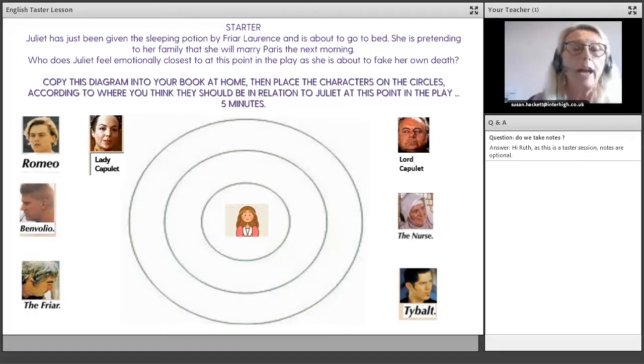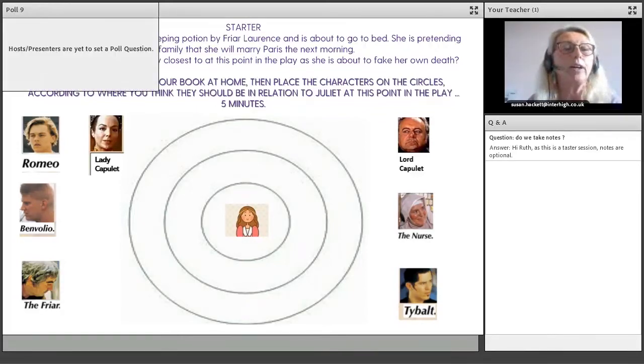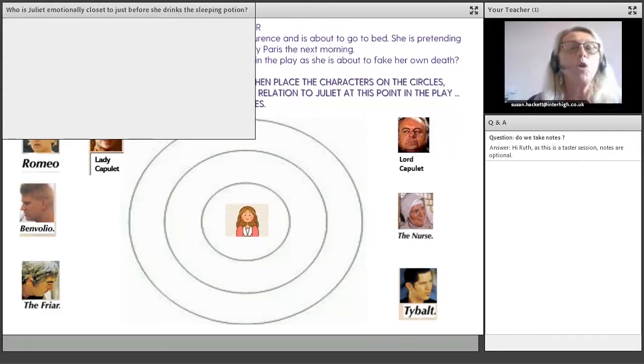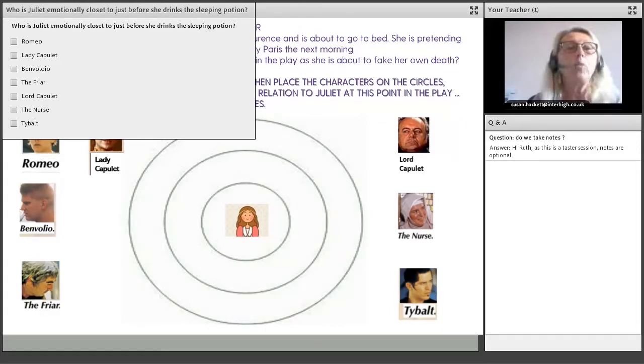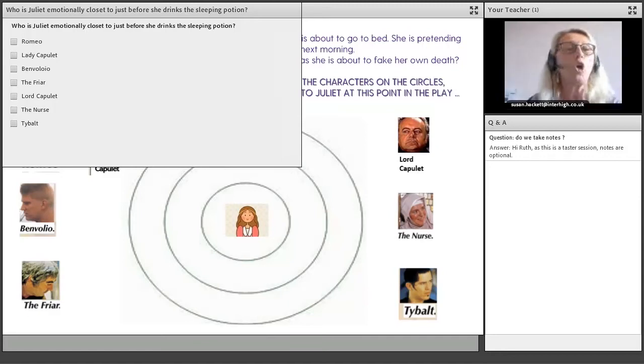Basically, at this point in the play, we're trying to find out who she feels emotionally closest to. So I'm going to open a poll. If we were doing this in class, I would get you to copy the diagram down, but have a guess. Who do you think she's emotionally closest to? So she's about to take a sleeping potion to fake her own death, so that she can wake up in a tomb and Romeo is going to rescue her.